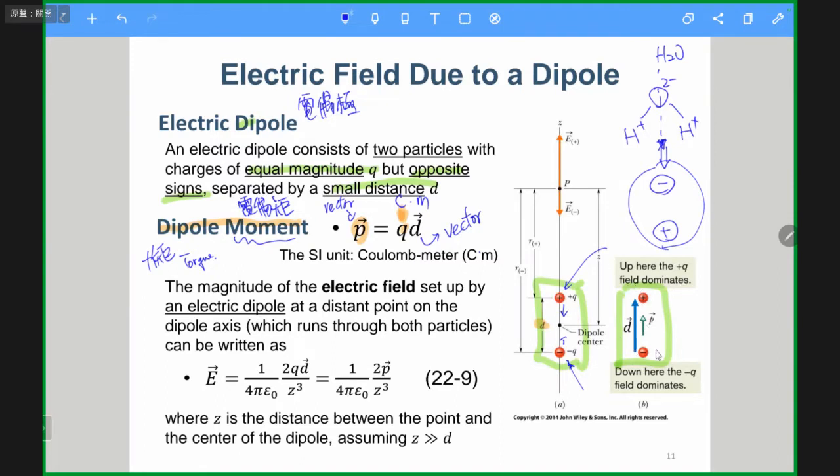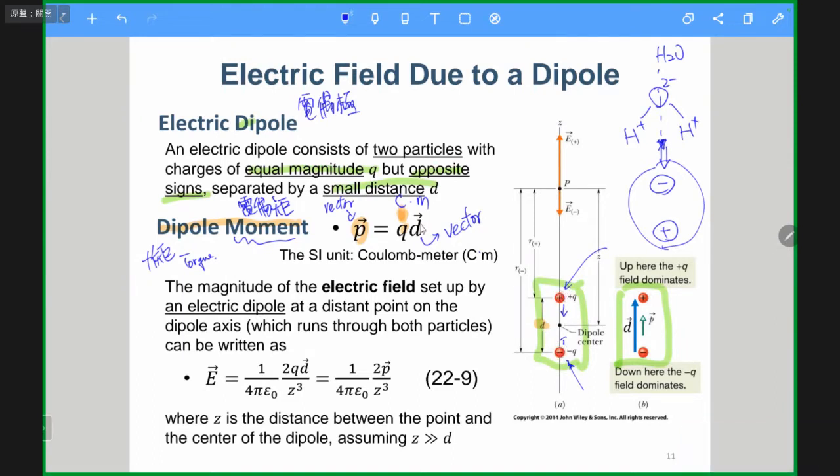Okay, so this is the definition of the electric dipole and the electric dipole moment. We have q, the charge amount for a single particle, and then we have another negative q, and d is the distance. And this is a vector from the negative charge to the positive charge.